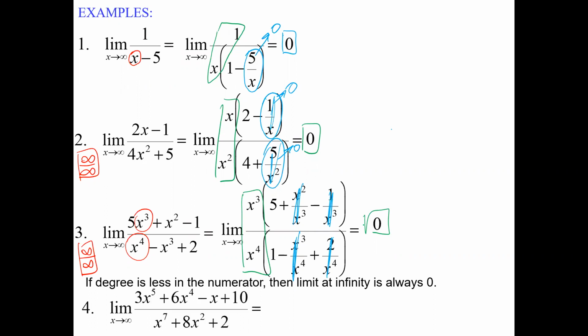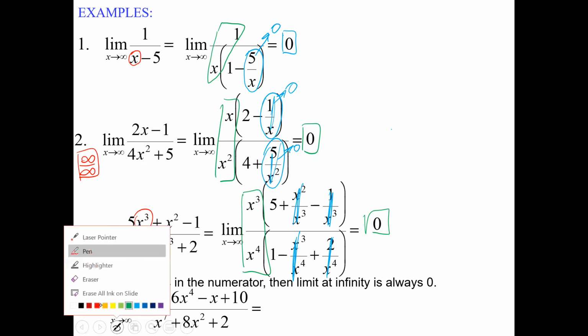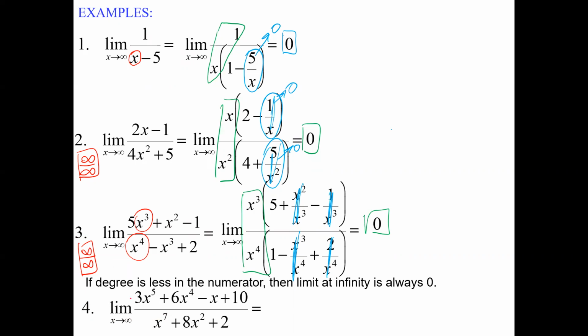And for instance, I have number 4. You may try to answer before me. You can pause the video now and try to answer. We can see 3x to the power of 5, leading function, x to the power of 7. x to the power of 5, x to the power of 7. Of course, the denominator is winning, the limit will be 0, as x is approaching infinity.